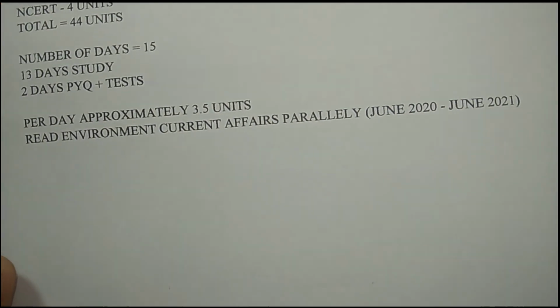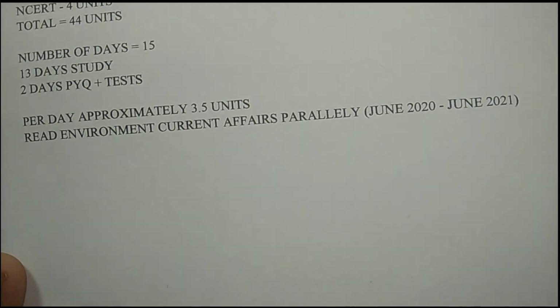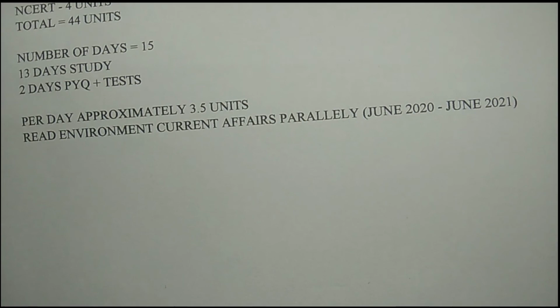So per day approximately you will have to complete 3.5 units, and keep in mind, read environment related current affairs parallelly. So the current affairs period will be from June 2020 to June 2021. 1 year of current affairs is sufficient. So as I discussed earlier, I'm starting with the environment because this prelims is common for both forest services and civil services. So environment will have a major role in the question paper. So I'm starting with the environment.